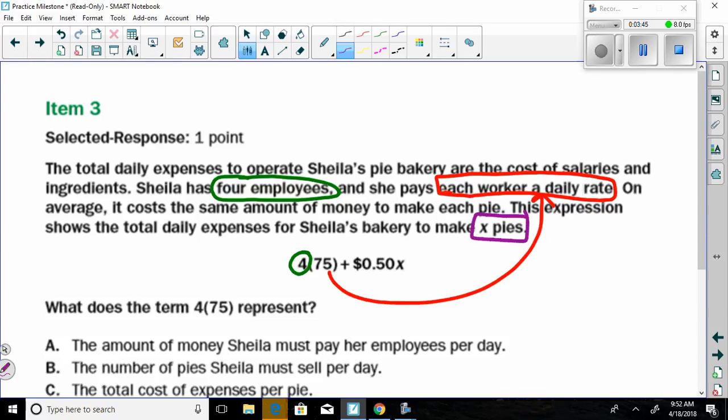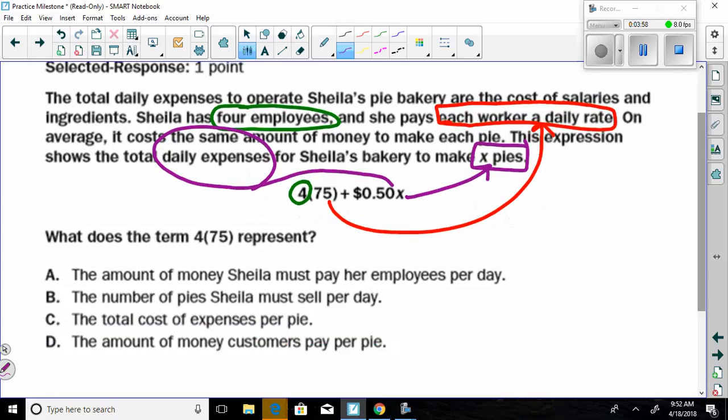So what do you think X stands for? The number of pies. And what do you think that stands for? Yeah, the cost to make each pie. So the question is, what does the term 475 mean? A. Because 4 represents employees, and it tells us to pay each worker a daily rate. So it's the 4 employees' daily rate.